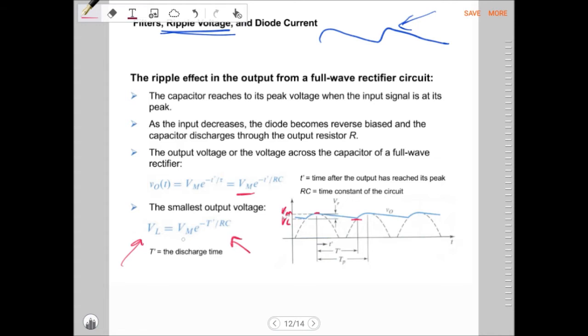VL equals Vm times exponential minus capital T prime over RC. So capital T prime is this here, the time from when it's charged to when it discharges. The total time T prime is the total time during discharging of the capacitor. So if you know the total discharging time, then you will know VL, the lowest voltage for the output.